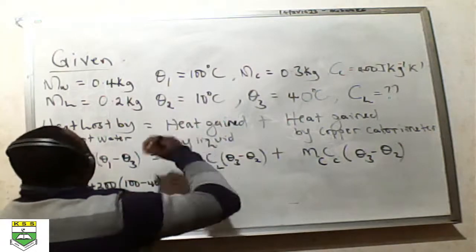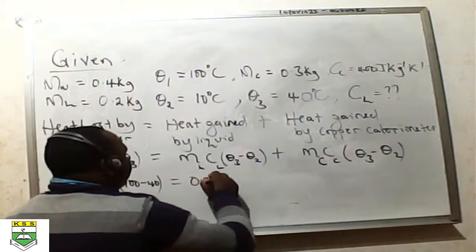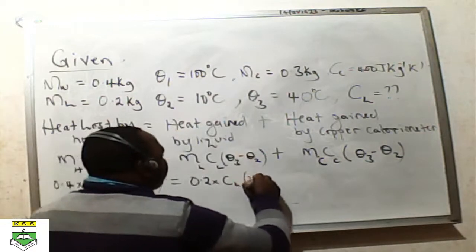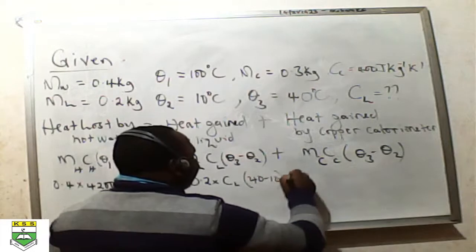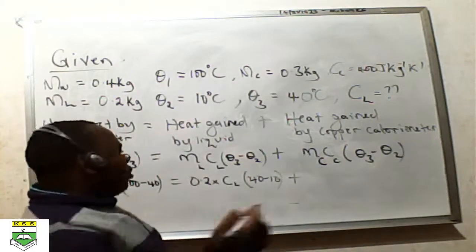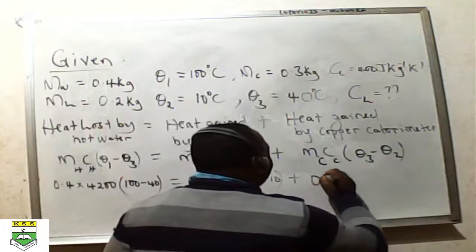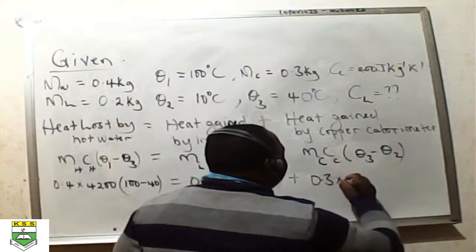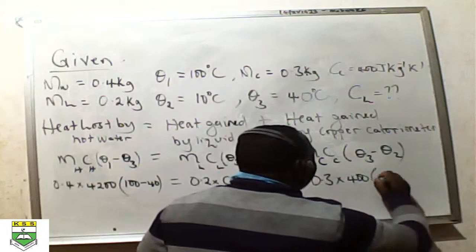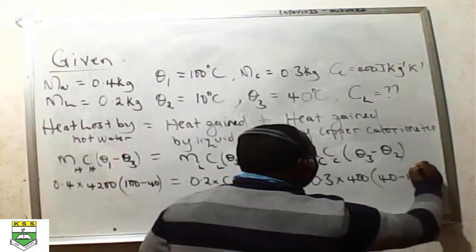Then we shall have the mass of the liquid is 0.2. The specific heat capacity of the liquid is what we are looking for. The temperature change here is going to be 40 minus 10, plus the mass of the calorimeter, which is 0.3 kilograms. All the masses were given in kilograms. The specific heat capacity of the copper calorimeter is 400, and the temperature change is still 40 minus 10.